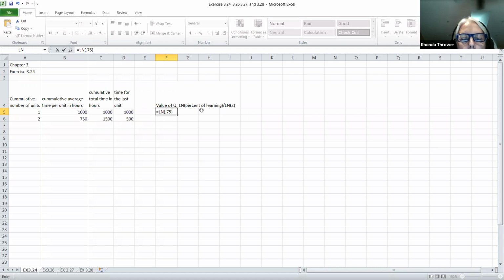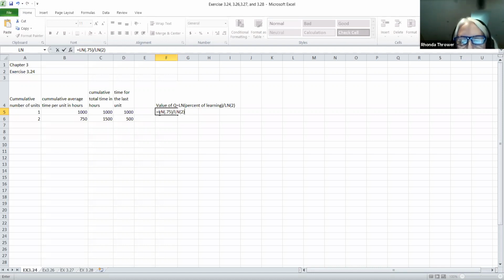And then what I'm going to do is divide this amount, hit my divide key, by, and again, I'm going to put in the letters LN, and then I'm going to put in parentheses 2, because there's got to be a 2 there, because we're doubling the items. So this is the formula that you would record for this.